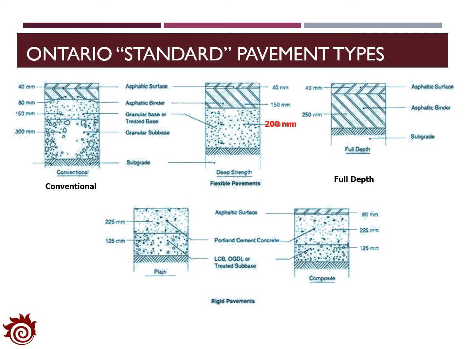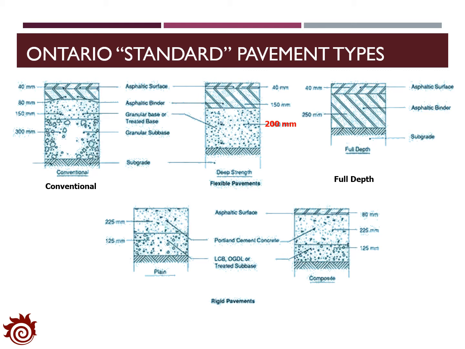In Ontario, we also have some standard pavement types. For flexible pavements, they apply the layered system, and depending on the depth of the asphalt surface and binder, the pavement can be categorized as the conventional and full depth pavements. The differences of these two types of flexible pavements will be introduced in the next few slides.